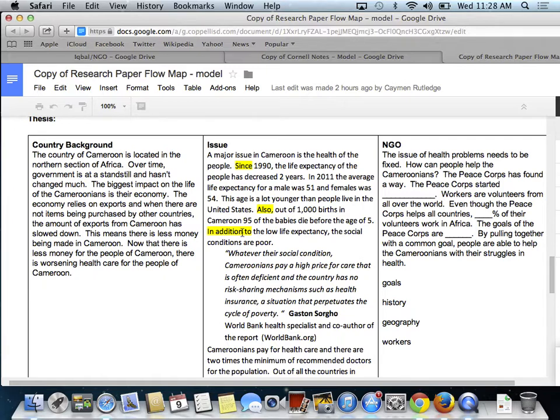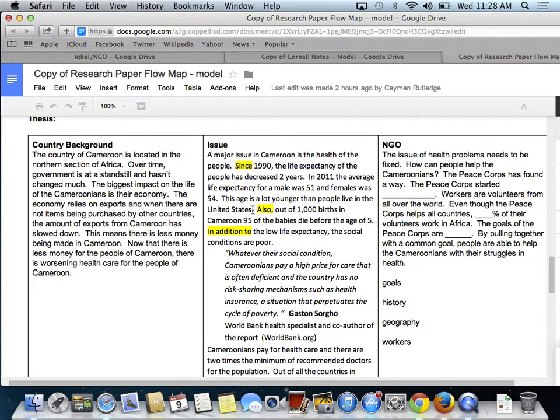They're transition words is what we call them. They're helping me to transition or to move from one topic to another. And so the way this is written, a major issue in Cameroon is the health of the people. Since 1990, the life expectancy of the people has decreased 2 years. In 2011, the average life expectancy for a male was 51 and females was 54. This age is a lot younger than people should be living in the United States.